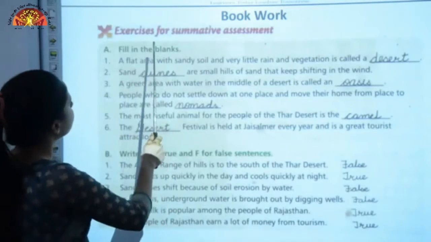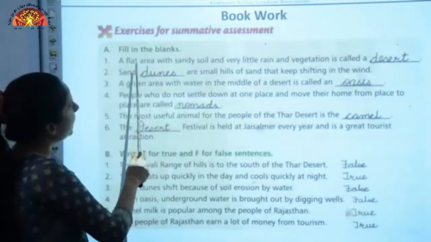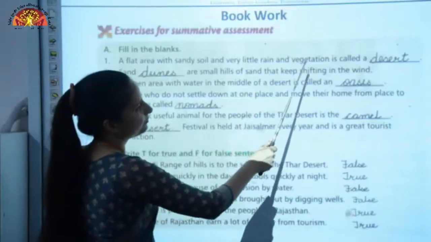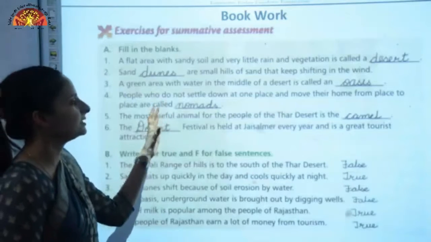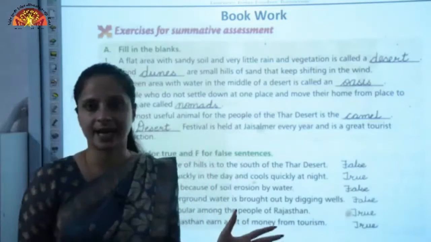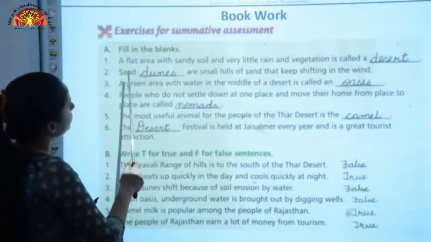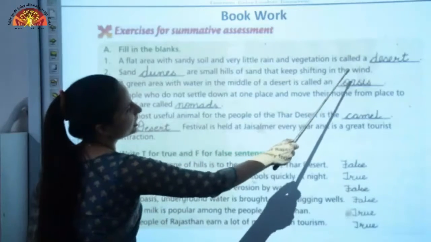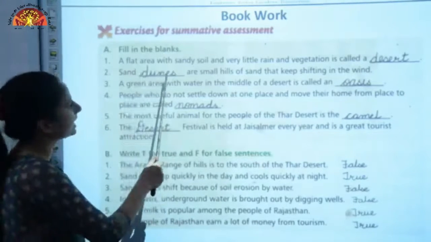First, exercise A, fill in the blanks. First, a flat area with sandy soil and very little rain and vegetation is called a desert. We learnt that a desert is an area of land which is completely covered by sand and you won't find any vegetation there. Second, sand dunes are small hills of sand that keep shifting in the wind. Hills of sand, you call them sand dunes.